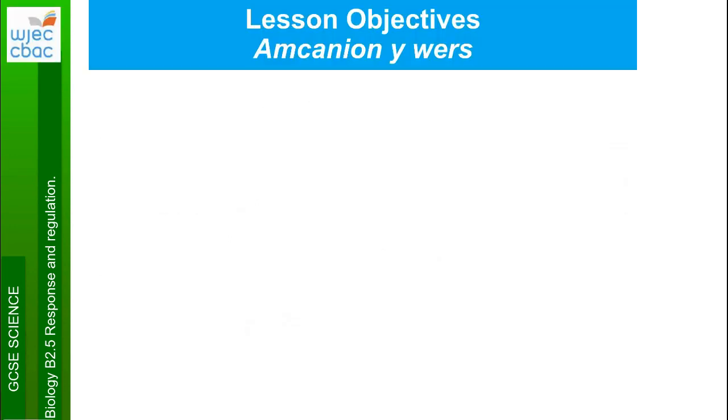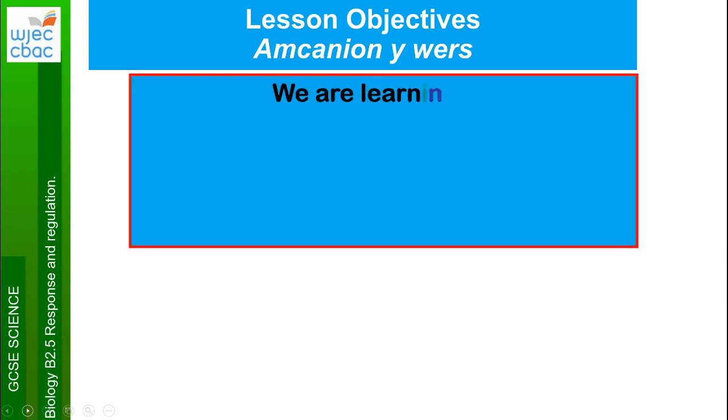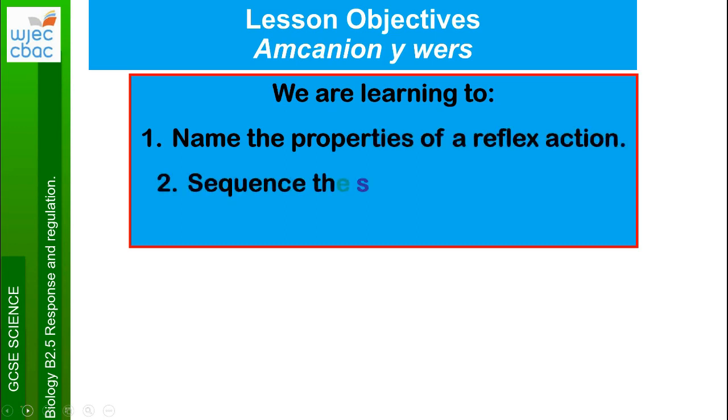So our objectives for today's lesson. In today's lesson, we're going to have a look at a particular response which occurs within the nervous system, which we would refer to as a reflex action. So by the end of the lesson, you should be able to name the properties of a reflex action and why they're important, and also be able to sequence the stages of a reflex arc.